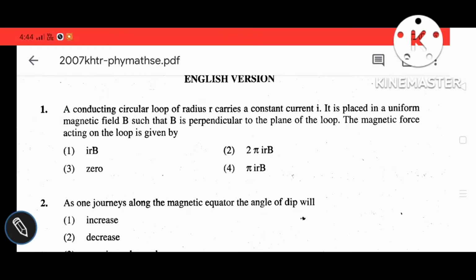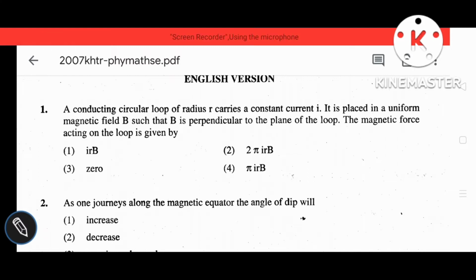Number 1. A conducting circular loop of radius r carries a current I. It is placed in a uniform magnetic field B such that B is perpendicular to the plane of the loop. Then the magnetic force acting on the loop is given by. So, most of the questions in this question paper are theoretically based. We have to solve them theoretically.